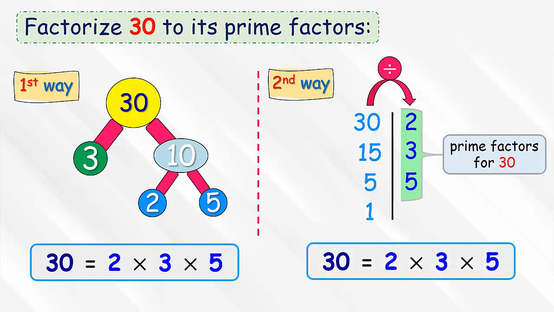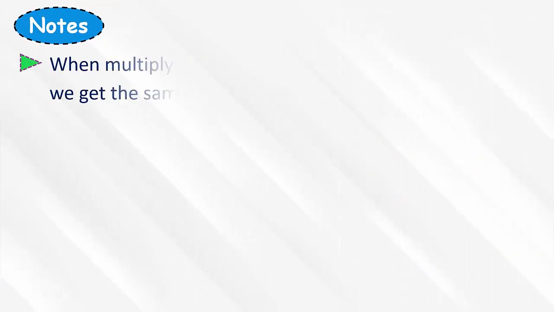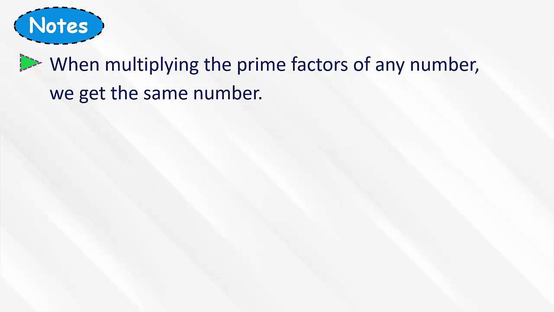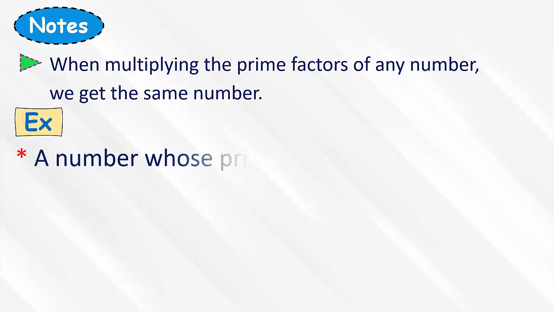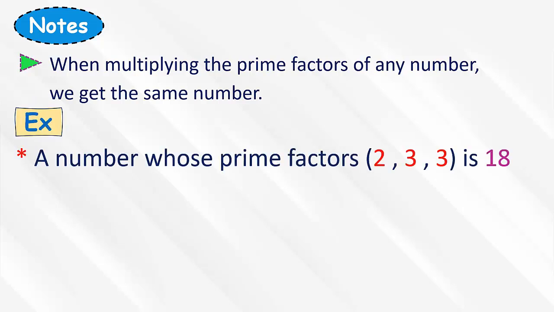And of course, you can write the prime factors in any order, because as you know, multiplication is a commutative operation. In the end, you must take care of a very important note, which is that when we multiply the prime factors of any number together, we get the same number. For example, the number whose prime factors are 2, 3, and 3 will be the number 18, because when we multiply 2 times 3 times 3, the result will be 18.